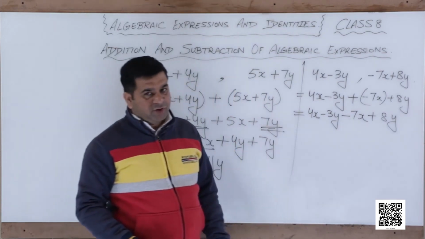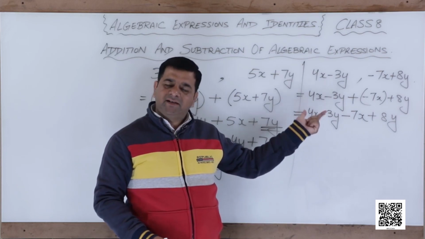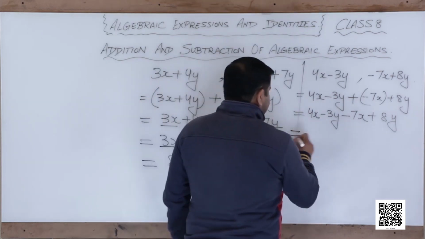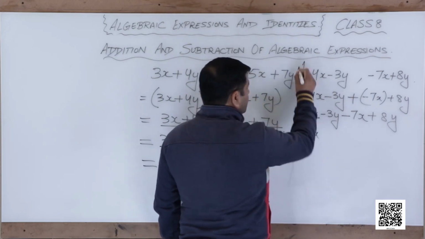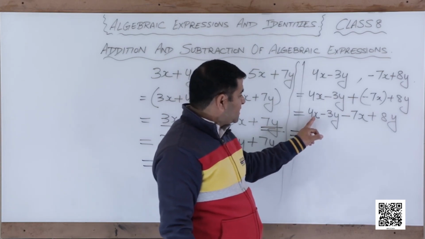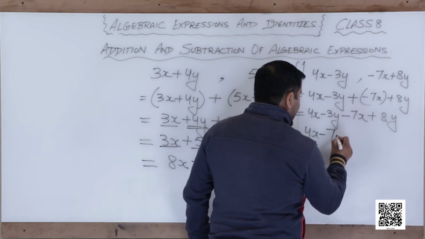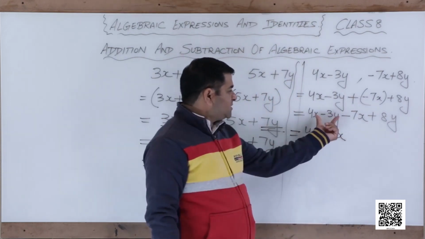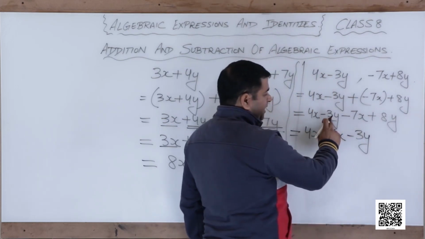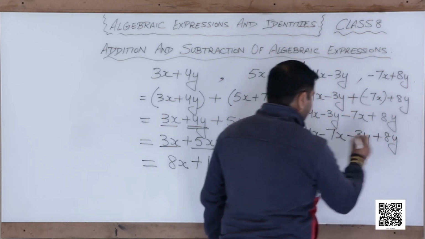Now students, what will we do here? We will put together the like terms, that is the terms with the same variables. See, this is 4x, and the other like term to 4x will be minus 7x. So we put them together, and this is minus 3y, and the like term to minus 3y will be plus 8y. Now let's solve it.